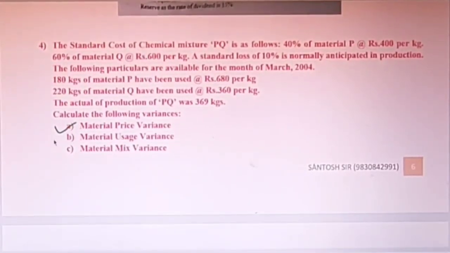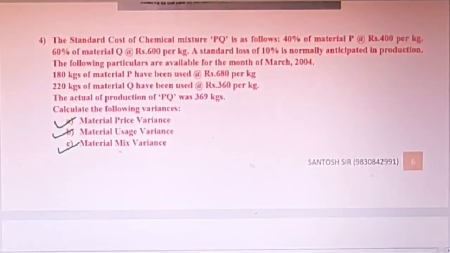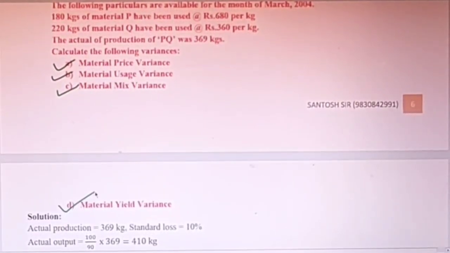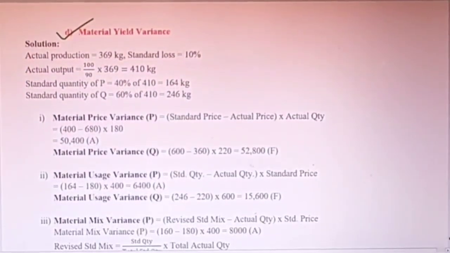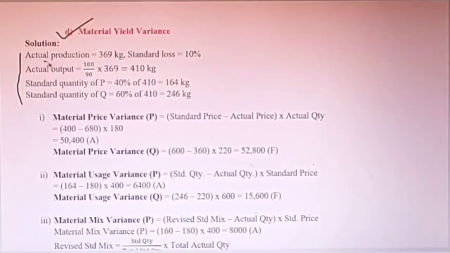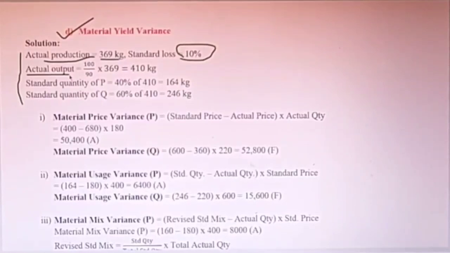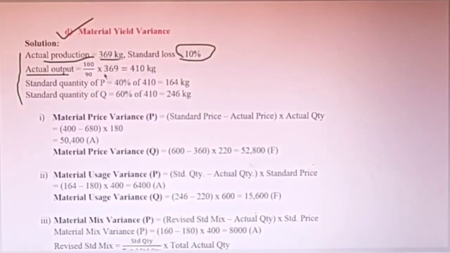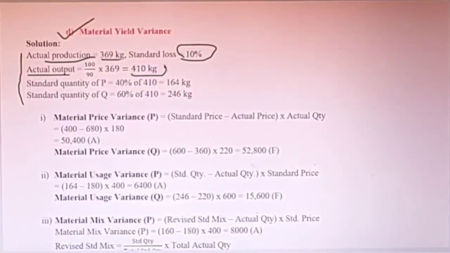You have to find material variance, material usage variance, material mix variance, and material yield variance. Now I have prepared the solution of this. First of all, jot down what information is given in the question. First, the actual production is given as 369 kg, standard loss is given as 10%. So first find out actual output. When the loss is 10%, so 100 upon 90 into 369. That will give you 410 kg.